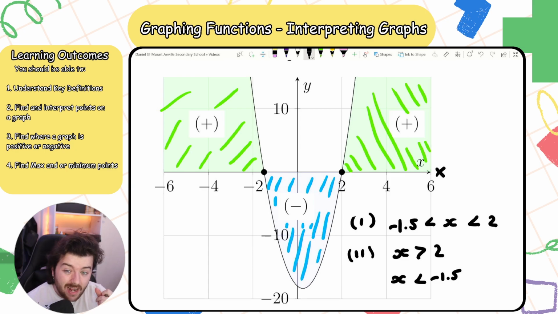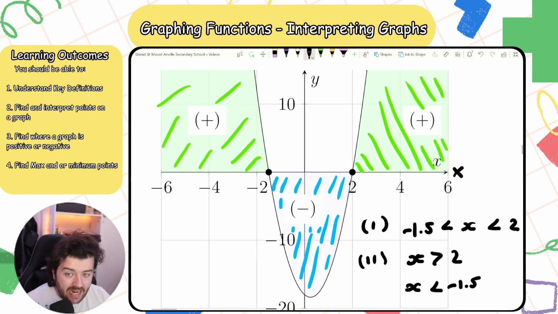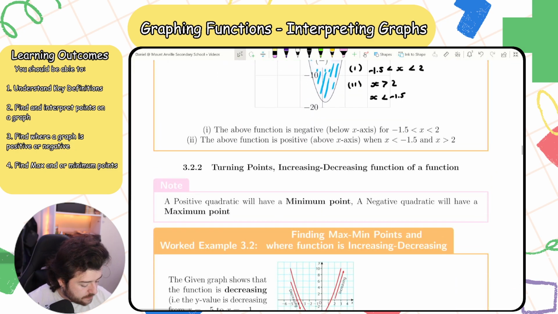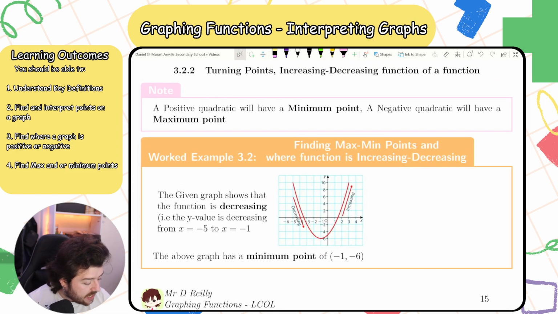So this is a really tricky thing people get confused on, right? But that's just positive and negative functions. It's positive above the x-axis, negative below the x-axis. Finally, turning points, and increasing and decreasing functions.